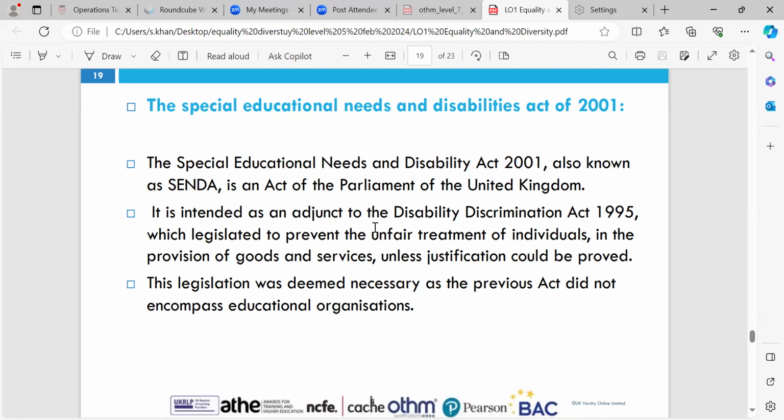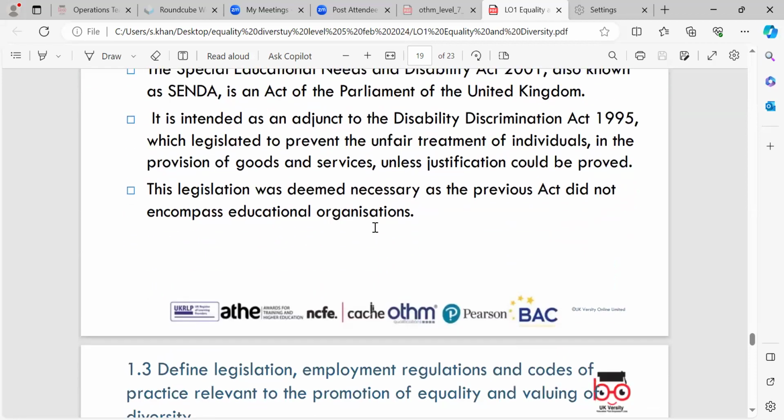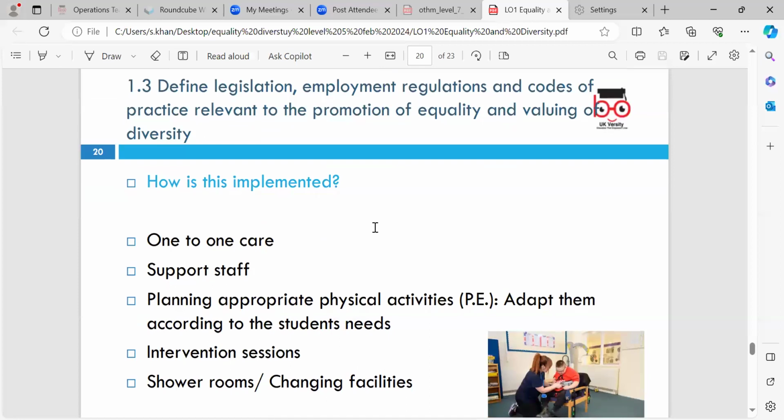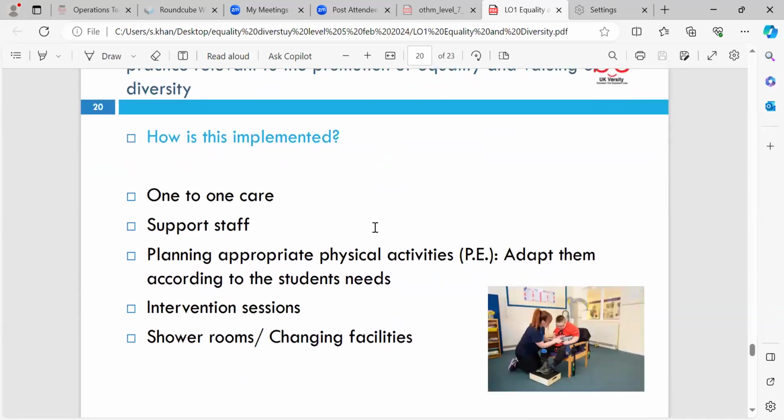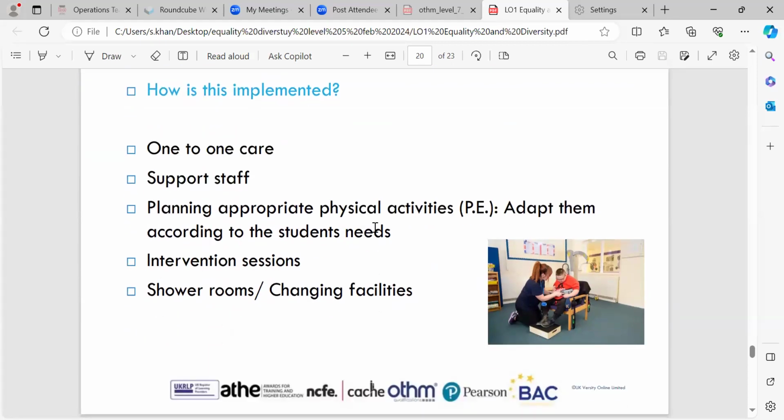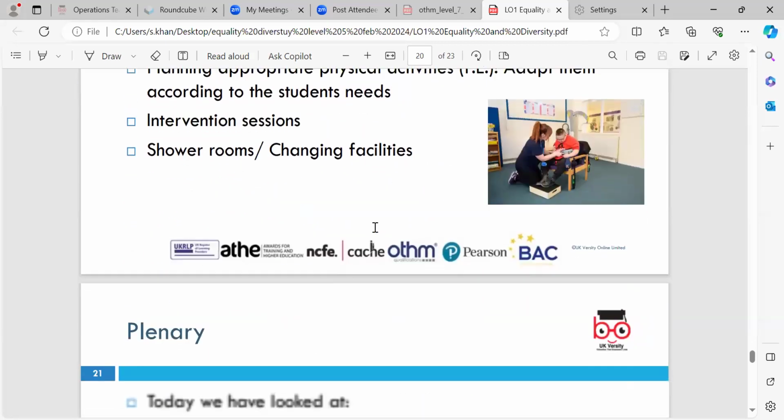So there were lots of implications where the Act provided things like you said: educational services, field trips, examinations, libraries, and learning resources for disabled children. So there was a need for this Act because there was a need for reform. How is this implemented? Through one-to-one care, support staff, planning appropriate physical activities like PE, and intervention sessions and facilities for disabled children.